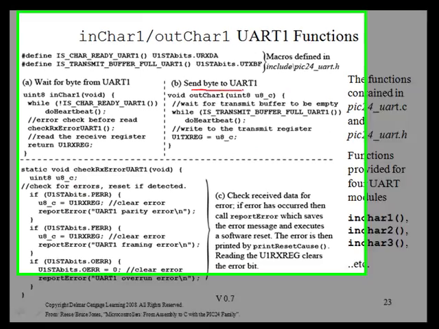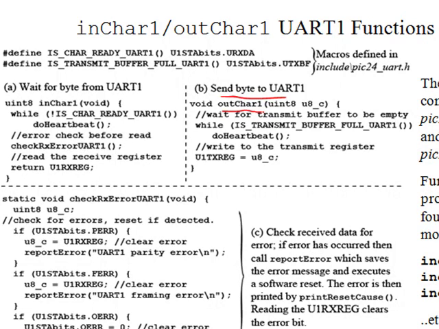So this code here shows our outchar1 routine that is used to actually send data out the UART. It's going to take in a byte, and the first thing it's going to do is use this macro called isTransmitBufferFull UART1 to check if the FIFO has an empty spot. And all it's doing is just checking this TX buffer full bit to see if it's a 1 or not. If it's a 0, then we exit this while loop, and that will indicate that there's a free spot in the FIFO, and then this code simply copies this character to the TX register of the UART.